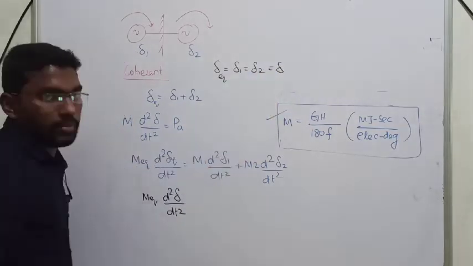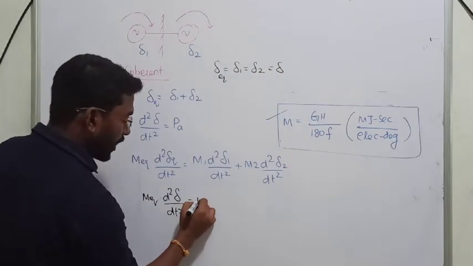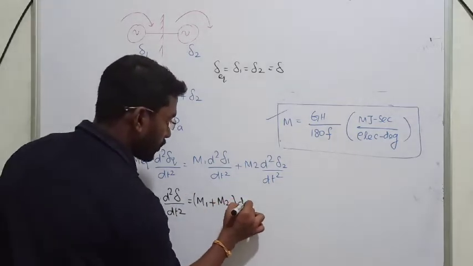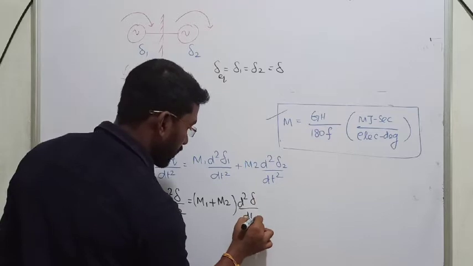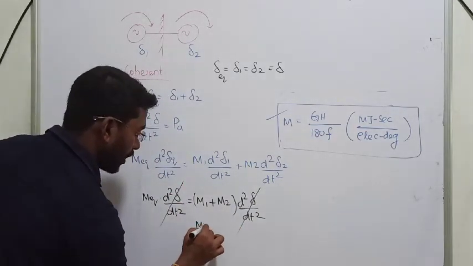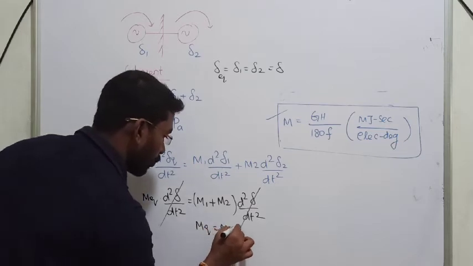Let me simply make them del. Everyone is del only, right? So simply I can write it as (m1 plus m2) into d square del by dt square. Yes or no? So these two terms get cancelled out, and the overall value of m equivalent will become m1 plus m2.